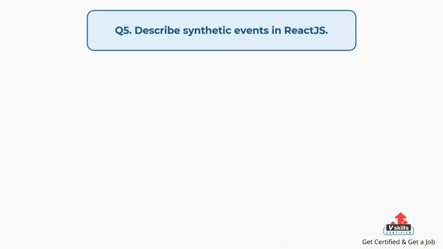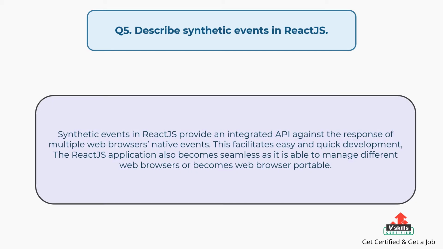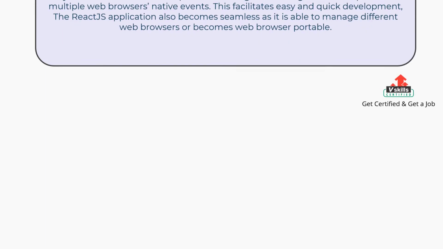Question number 5. Describe synthetic events in ReactJS. The answer is, synthetic events in ReactJS provide an integrated API against the response of multiple web browsers' native events. This facilitates easy and quick development. The ReactJS application also becomes seamless as it is able to manage different web browsers or becomes web browser portable.